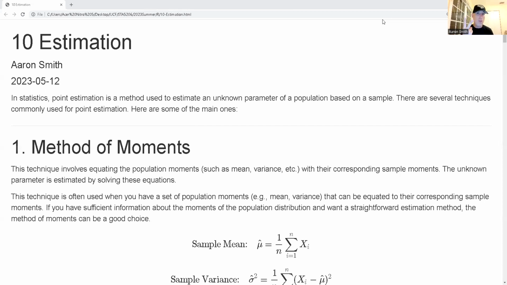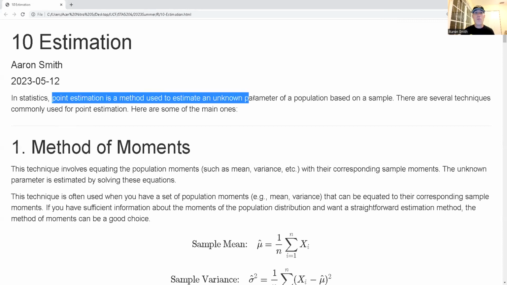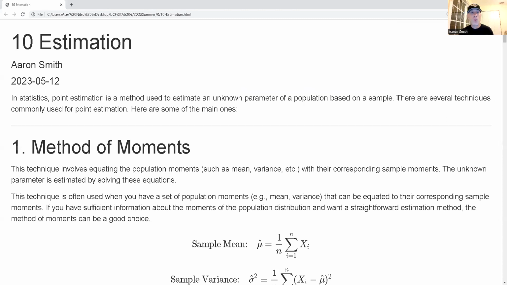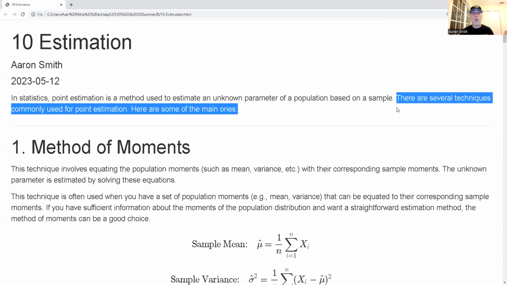All right, so there's a bunch of different ways that we can go about this. The two major ones are method of moments and maximum likelihood estimation. Then after that is Bayesian techniques. After that will be least squares, and then some specialized ones that we'll talk about later in the video. Now, in statistics, point estimation is a method used to estimate an unknown parameter of a population based on observed data. There are several techniques commonly used for point estimation. Here are some of the major ones.